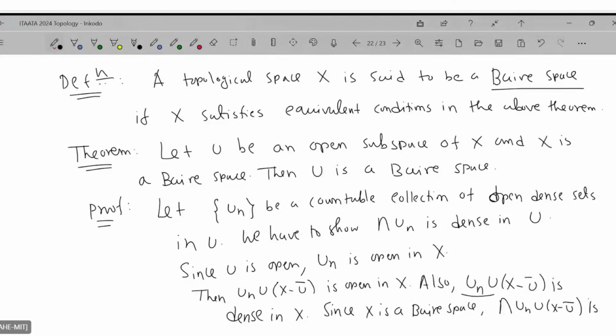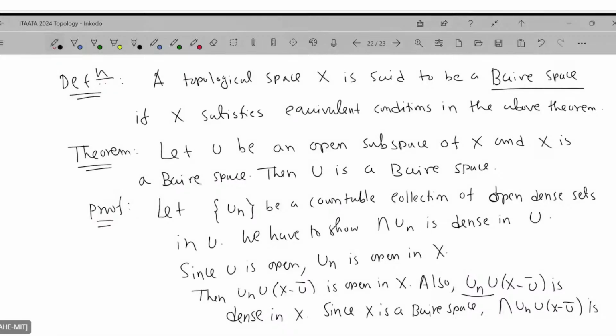You have to show that that is dense in X. So now let's see whether you can show it. Let's spend 2 more minutes. Okay. So dense in X means whatever open set we have, it must intersect that.